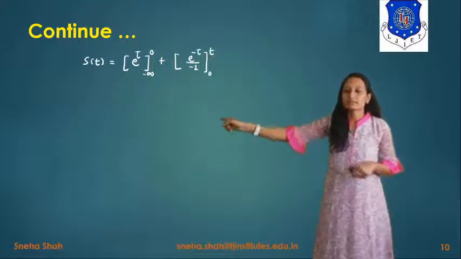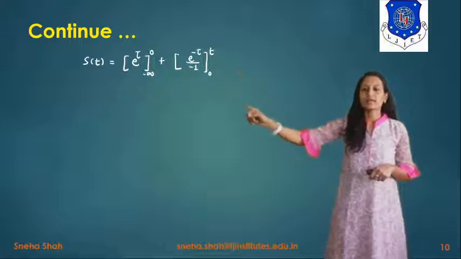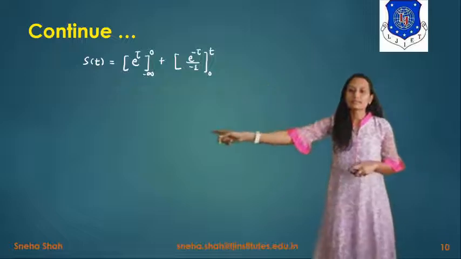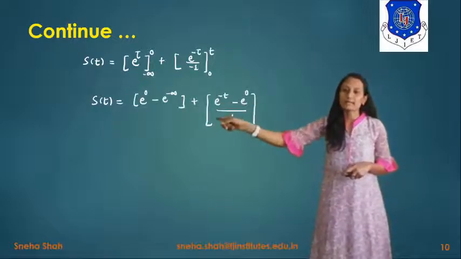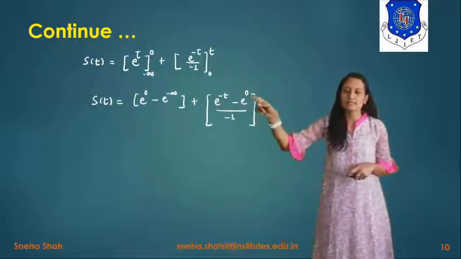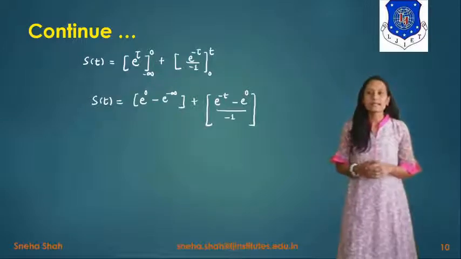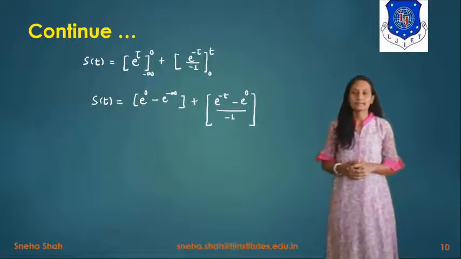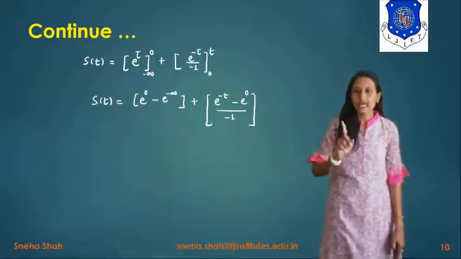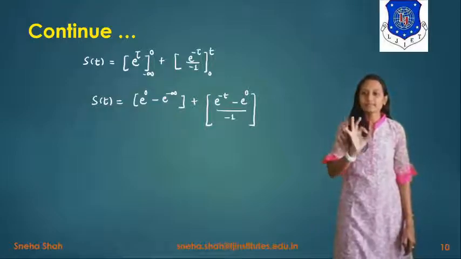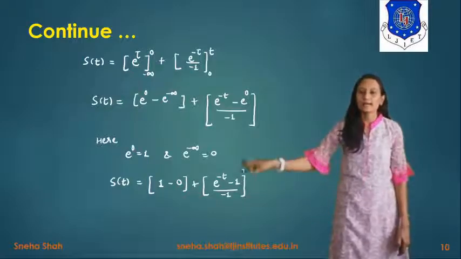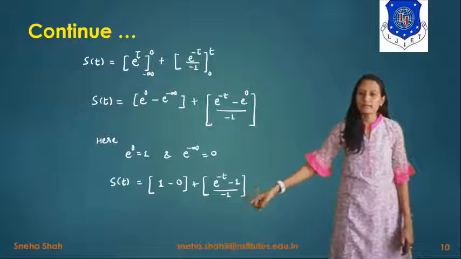The range for the first term is minus infinity to 0, and for the second term the range will be 0 to t. Now if we apply these two ranges, the term will be e raised to 0 minus e raised to minus infinity, plus for the second term e raised to minus t minus e raised to 0, upon minus 1. It means higher limit minus lower limit. Now solving this, e raised to 0 means 1 and e raised to minus infinity means 0. So s(t) equals 1 minus 0 plus e raised to minus t minus 1, divided by minus 1.